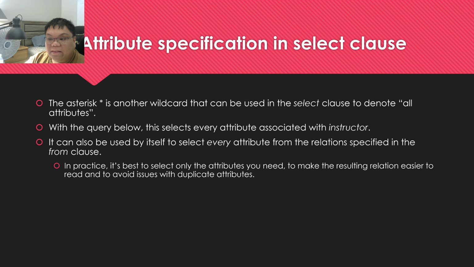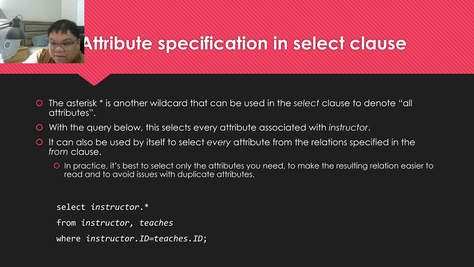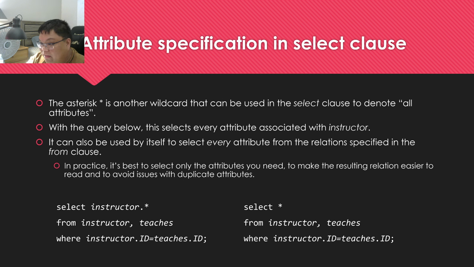Here's another special character, the asterisk. It's another wildcard that you can use in the select clause to denote all attributes. So you can say select instructor.*. That selects all the attributes in the instructor table. If you use it by itself, it will select every attribute from all the relations you specify in the from clause. So if you say select *, it's going to select all the columns. In practice, this is probably something you don't want to do, just to avoid any issues with readability and duplicate attributes.